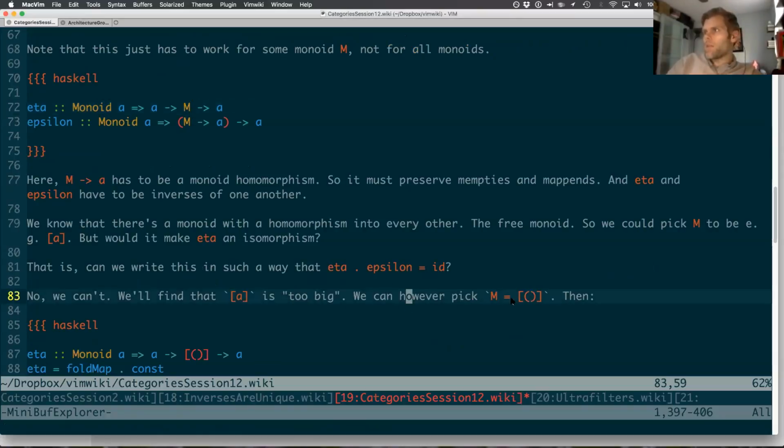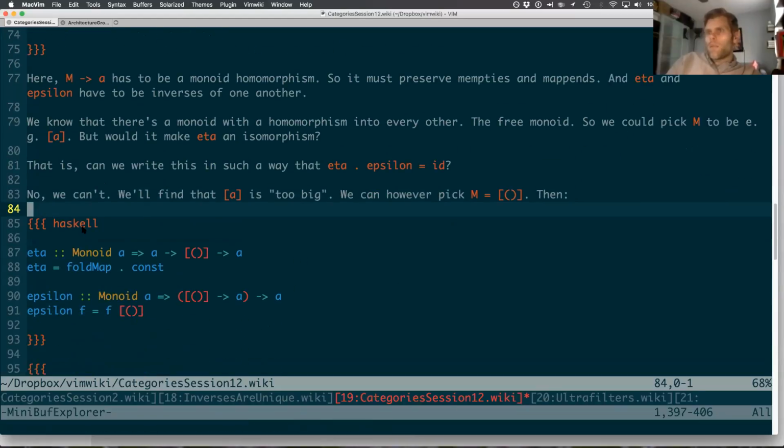However, we can pick the smallest thing that could possibly work, which is unit. So then M, we set that to list of unit, which is, like Sandy said, isomorphic to the natural numbers. So empty list is 0. The list of one unit is 1. List of 2 units is 2, etc.